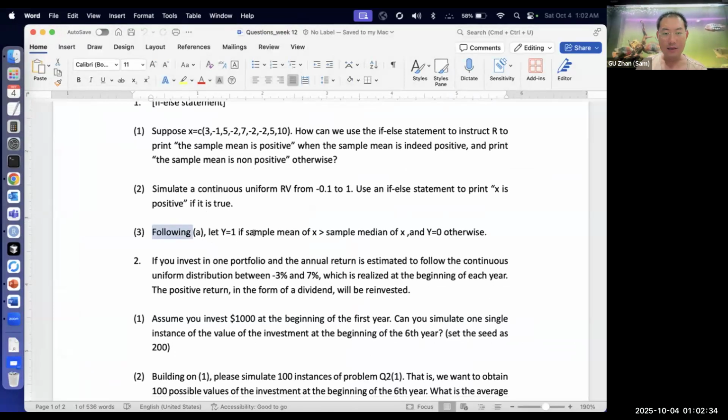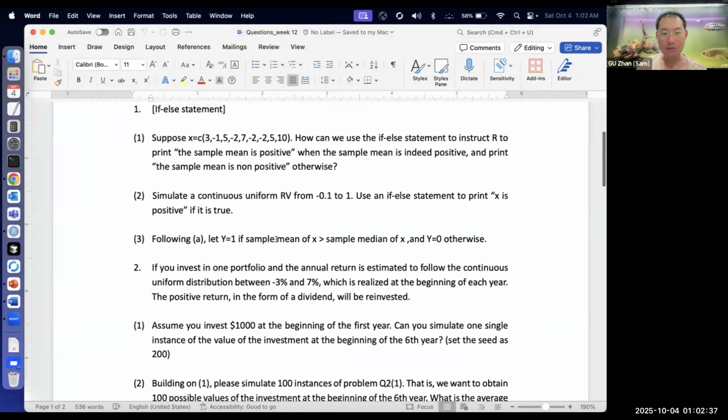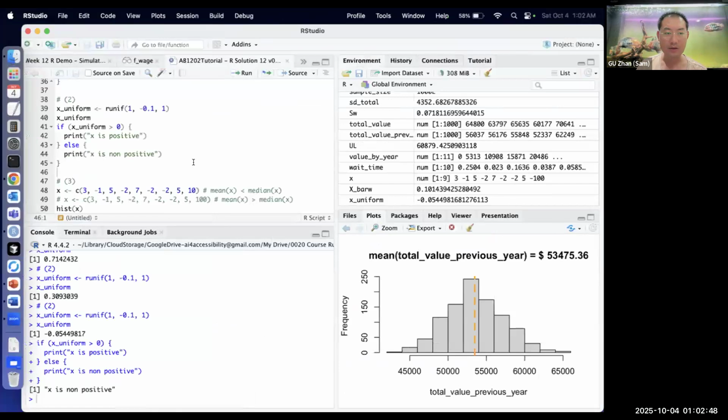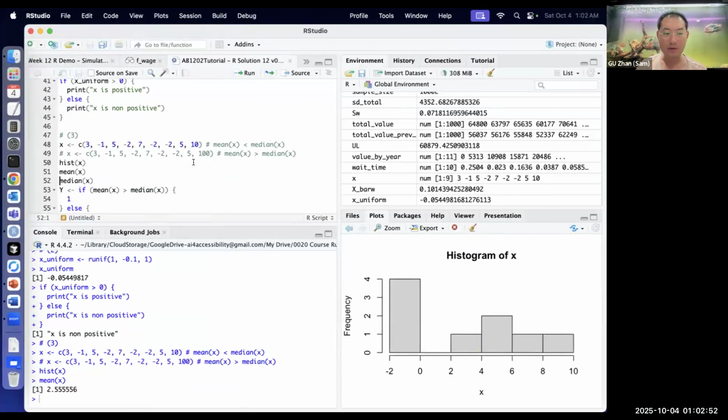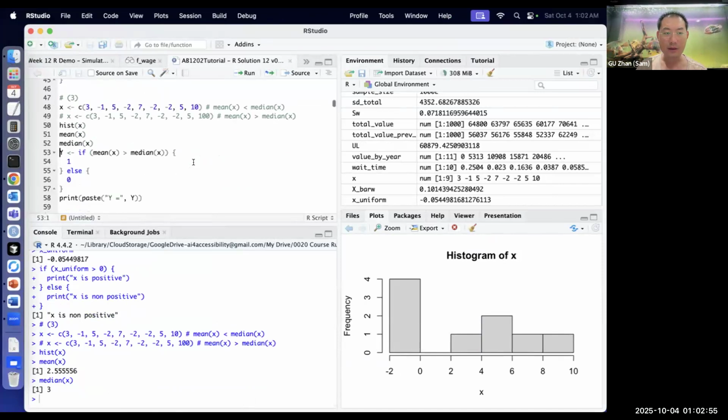Following, y equal to 1 if the sample mean of x is greater than the sample median of x. Otherwise, y equal to 0. So compare the mean of x and the median of x with 3. So x is this histogram, mean value, median value. Then y is a value: if this one is greater than this one, you assign 1, else you assign 0. Okay, so that's one way.